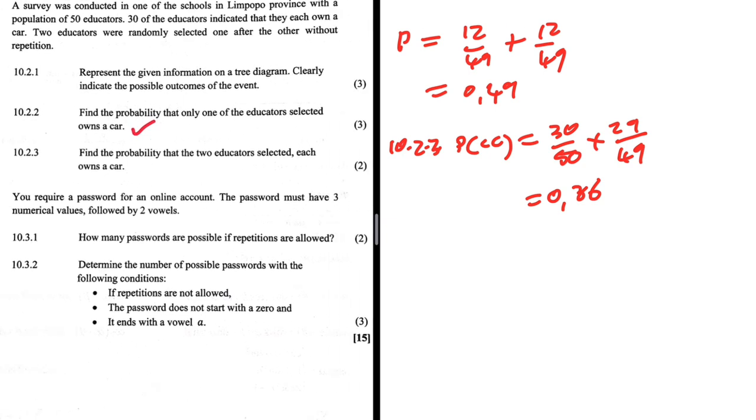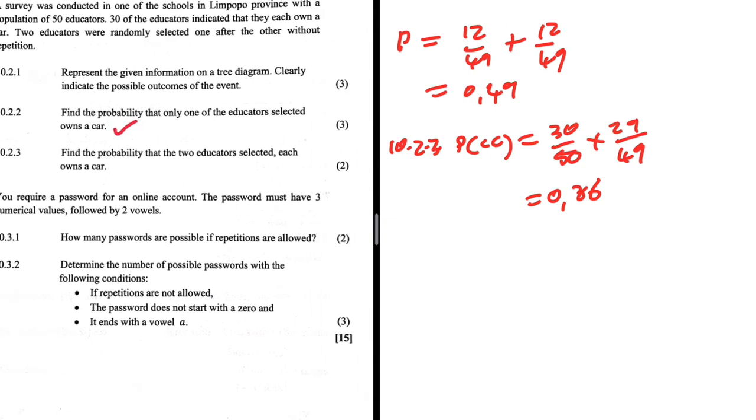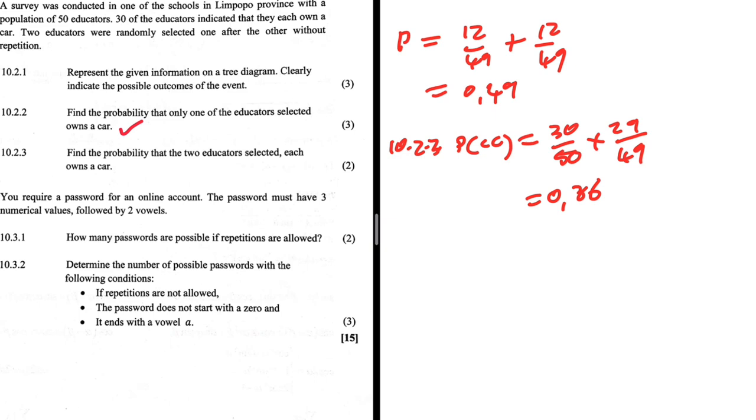10.3, you require a password for an online account. The password must have 3 numerical values. So, let's make sense of that. 3 numerical values. So we need the numbers there. Which numbers, we're not really sure about that, but we're going to figure it out. And then followed by 2 vowels. So we need 2 vowels here. Vowels, obviously, A, E, I, O, U. How many possible passwords if repetitions are allowed?